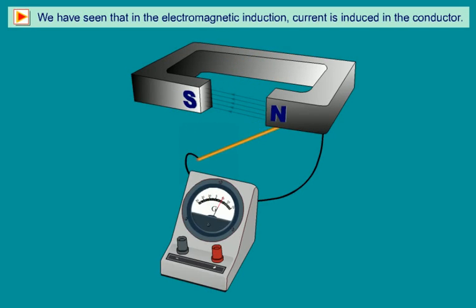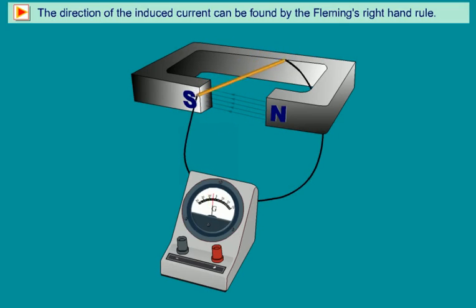Fleming's right-hand rule. Students, we have seen that in electromagnetic induction, current is induced in the conductor. The direction of the induced current can be found by Fleming's right-hand rule.